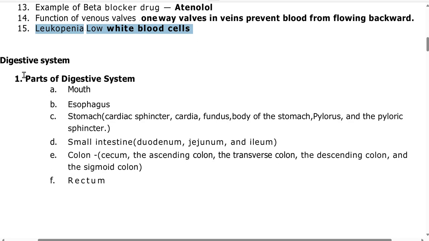Digestive system. 1. Parts of digestive system. A. Mouth. B. Esophagus. C. Stomach: cardiac sphincter, cardia, fundus, body, pylorus, and the pyloric sphincter. D. Small intestine: duodenum, jejunum, and ileum.